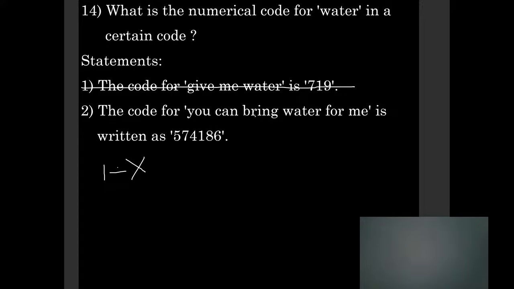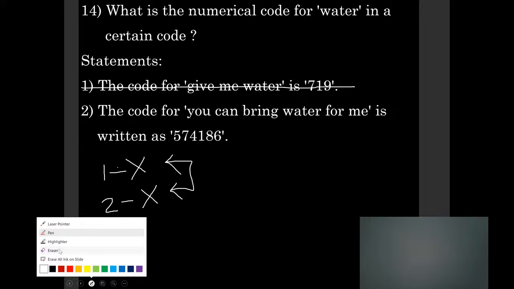Again here we did not have any common words, so the second one alone also cannot give us the answer. After getting clear that we cannot get the answer from the first one or from the second one, we should combine both statements 1 and 2. After combining them, we should check whether we can get the answer or not.